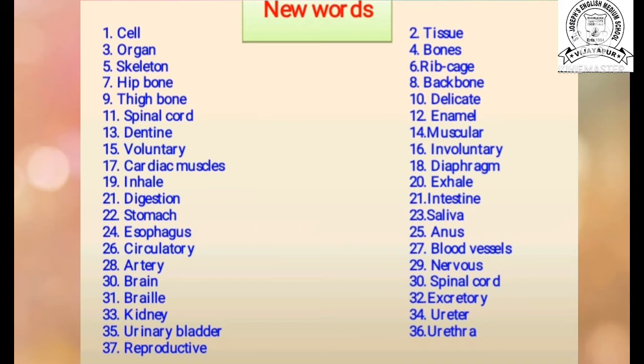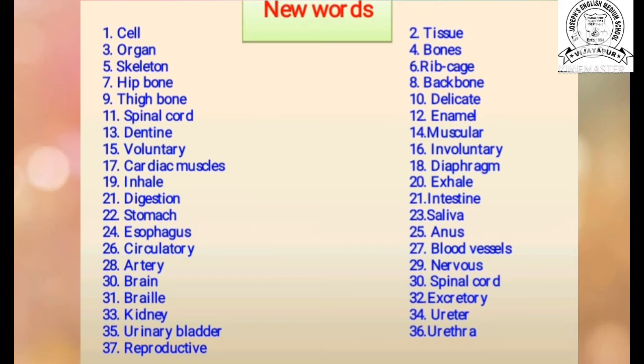Now the next one is the 33rd, kidney. I told you, the kidney is part of the excretory system. There are two kidneys which are bean shaped. The kidney is a filter of our body where there is a filtration of water.